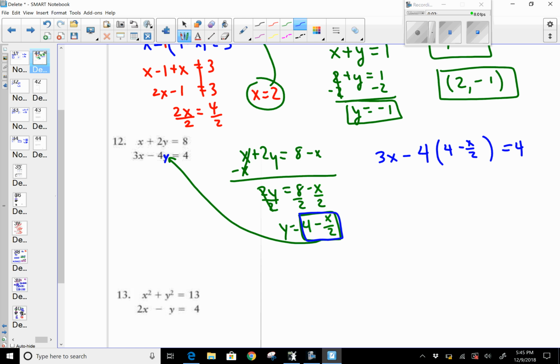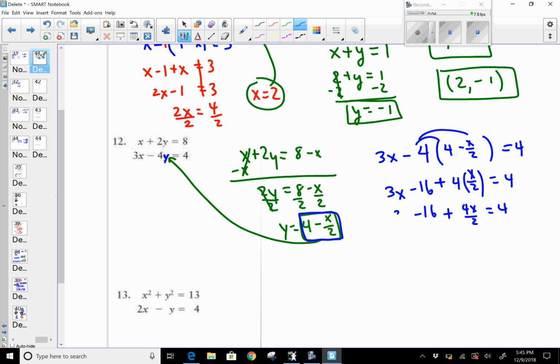So my goal again is to get the x by itself. So I'm going to multiply that right there. So I get 3x minus 4 times 4 is 16. So minus 16. Negative times negative is a positive. And I have 4 times x over 2, which I'm going to deal with in a second. I don't want to do too much. So 4 times x divided by 2 can be rewritten as 4x over 2. I'm going to bring everything else down.